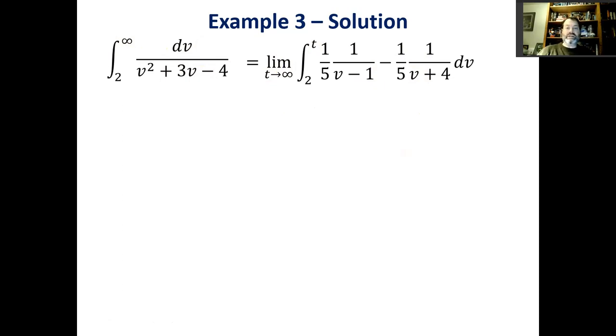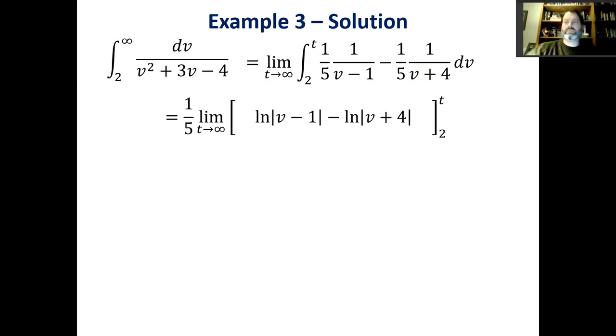So this looks like it's a bad problem. It's really not. So these are both very easy u substitutions. There's not even any chain rule or anything. Right, so you get, both of these have a 1/5, so I pulled it to the front. So it's just natural log of x minus 1 minus natural log of x plus 4 from 2 to t.